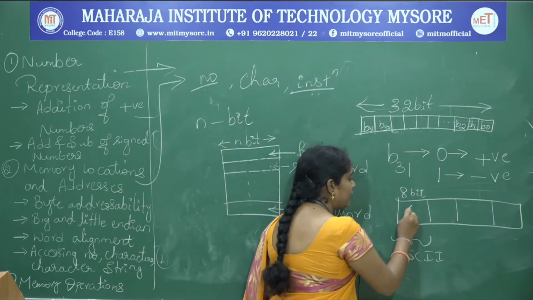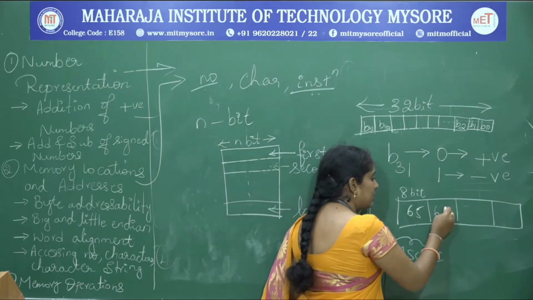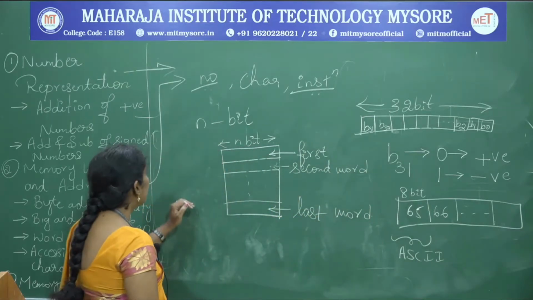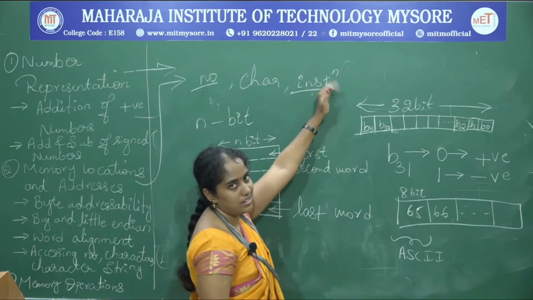It contains 65, for example, and another one is B for 66, and so on. Okay. This is all about representation of number, character, and the instructions.